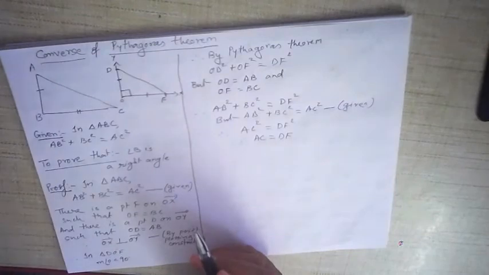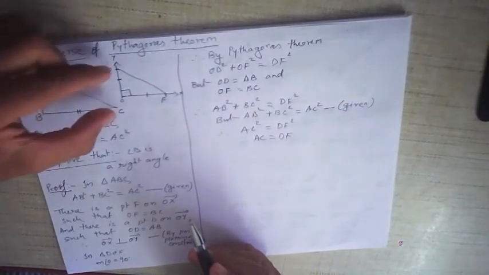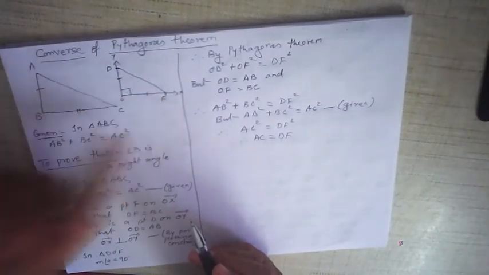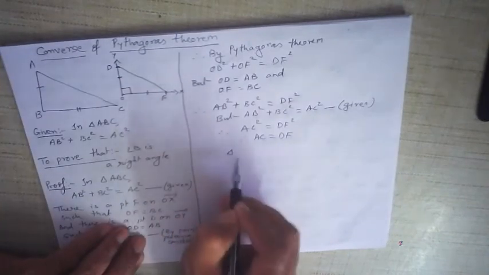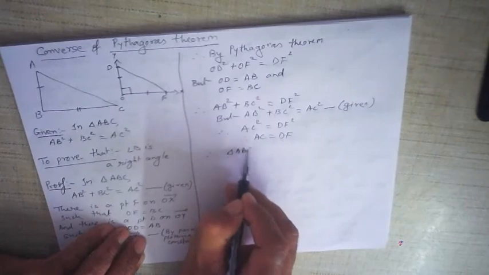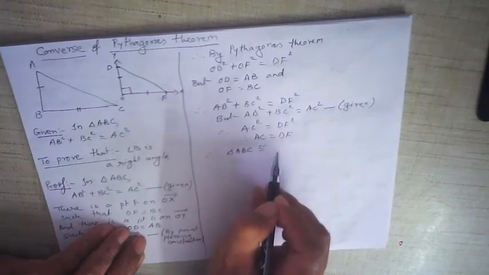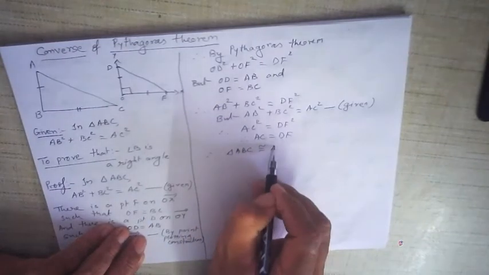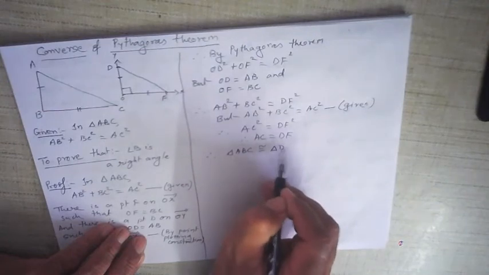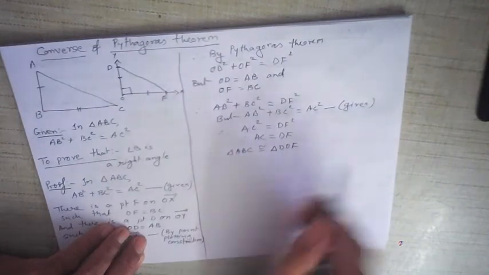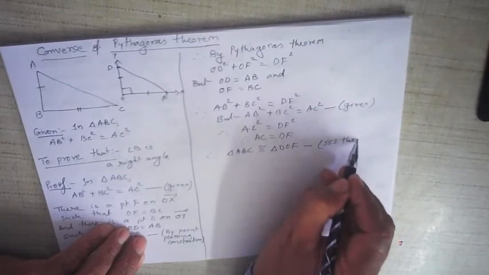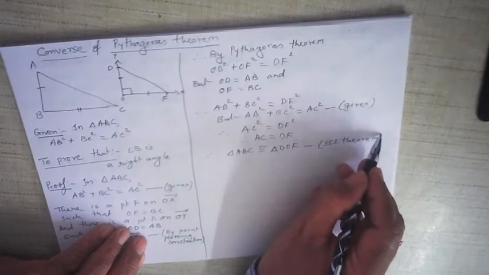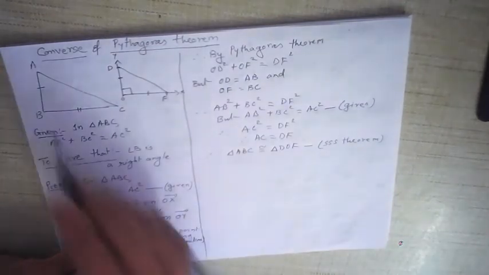Right? That means all three sides are equal. AB is equal to OD, BC is equal to OF, and AC is equal to DF. Therefore, we can say triangle ABC is congruent, not similar. Remember, congruent. All three sides are equal to triangle DOF. By what theorem? By SSS theorem, which you studied in previous classes in 9th standard. The two triangles are congruent.